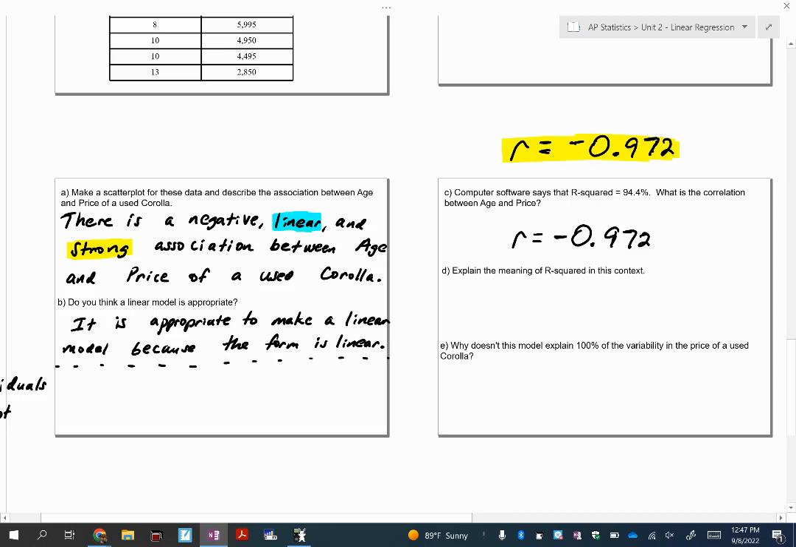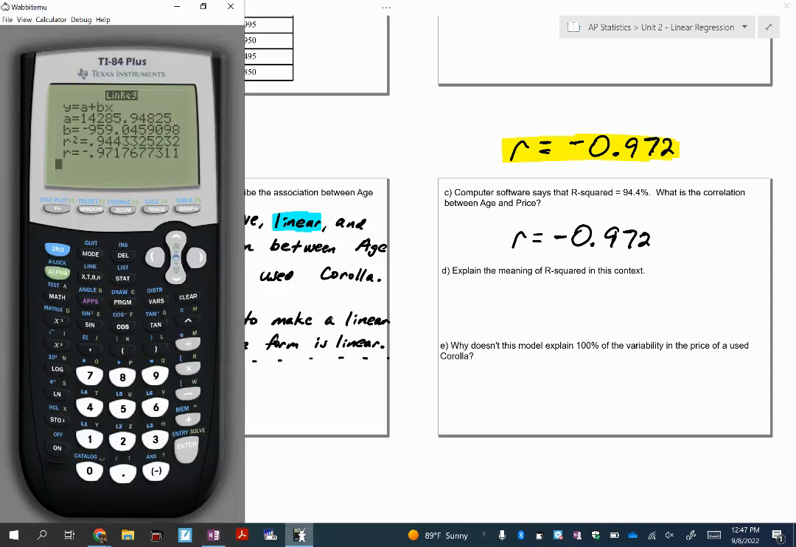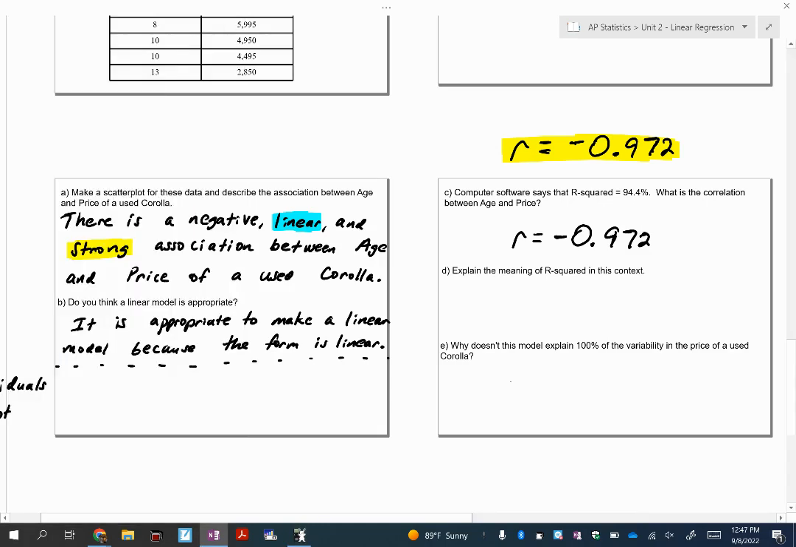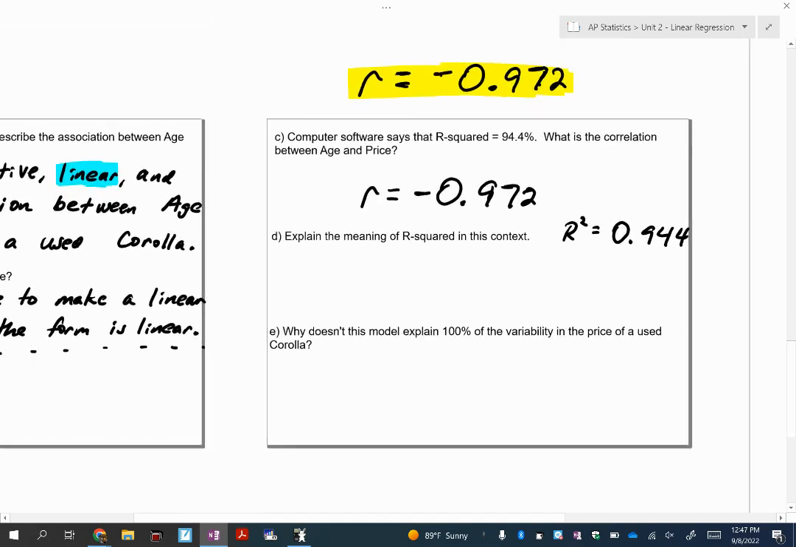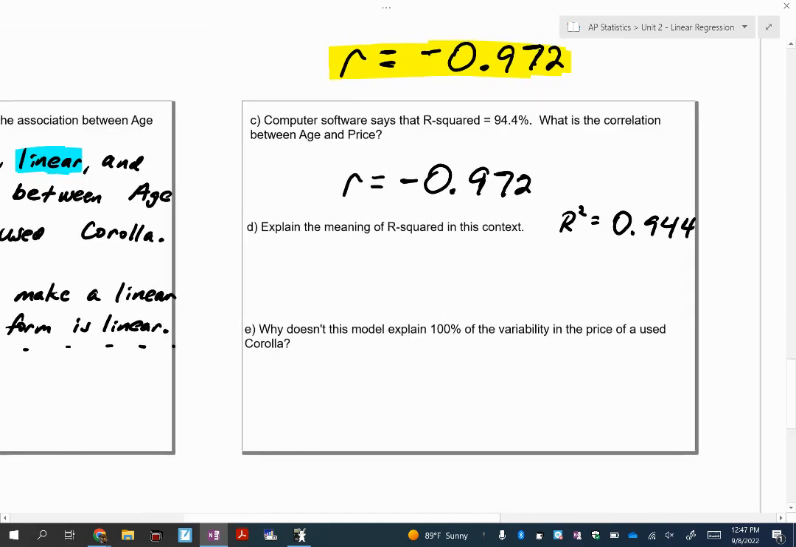And then explain the meaning of R squared. So this is a new one from this chapter. R squared, I'll write it down. R squared says 0.944. Now, what you need to know in terms of getting this question correct on the AP exam is that the meaning of R squared is it describes the change in your Y variable that is explained by the change in your X variable. Right, so that's with no context. This is saying it in context.